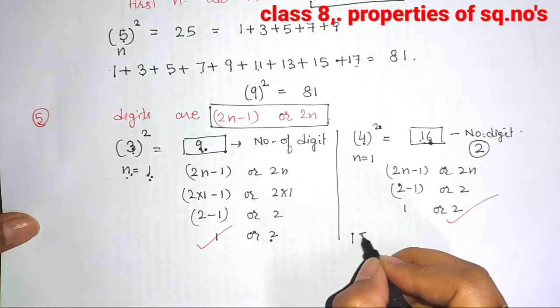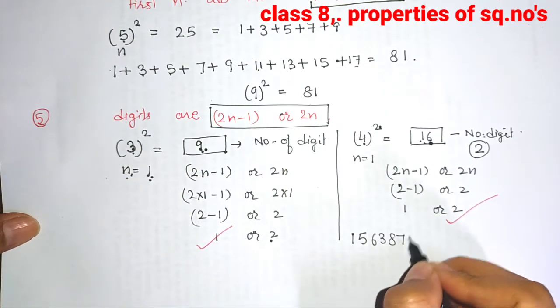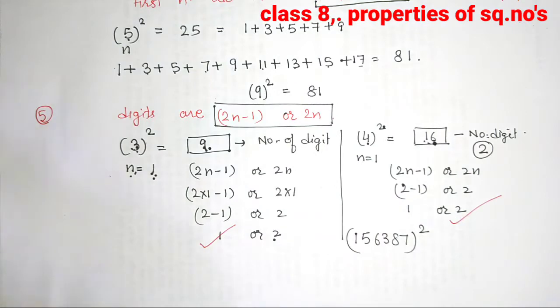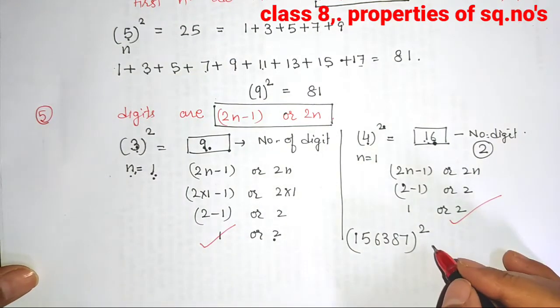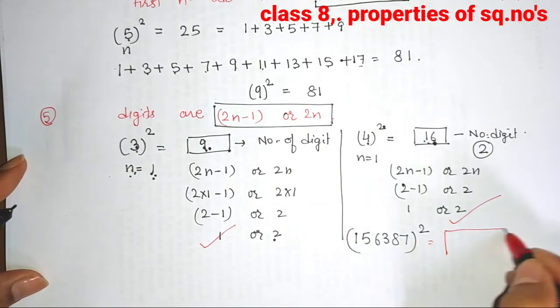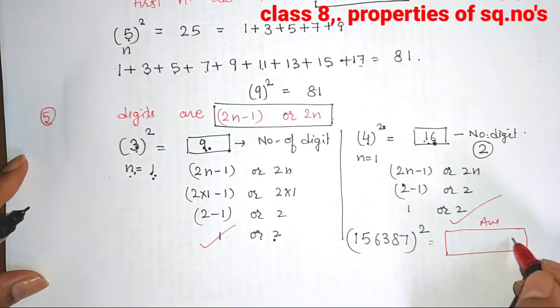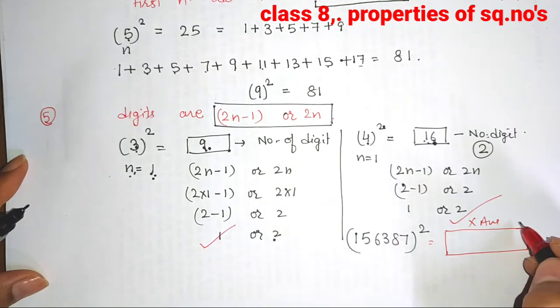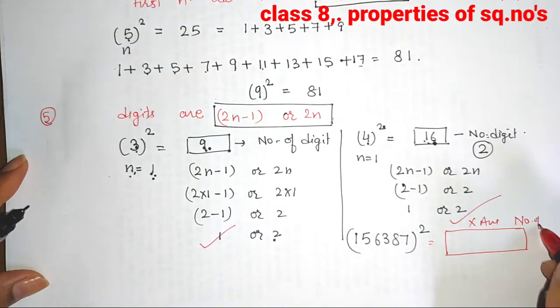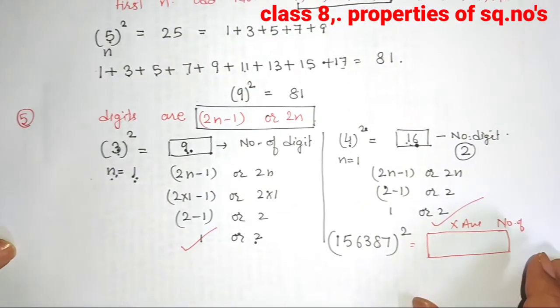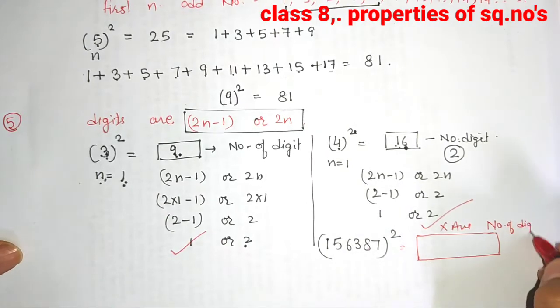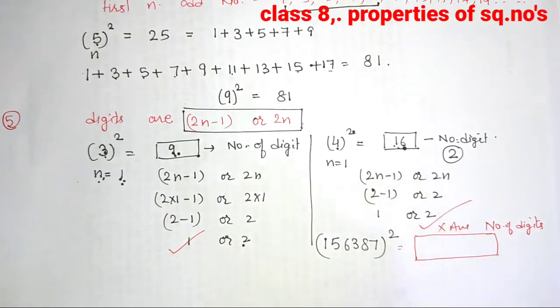If the number is 156387, such a big number, and they want to know, they don't want the answer, they don't want what you get when you square. What they want is the number of digits. How many digits are there?